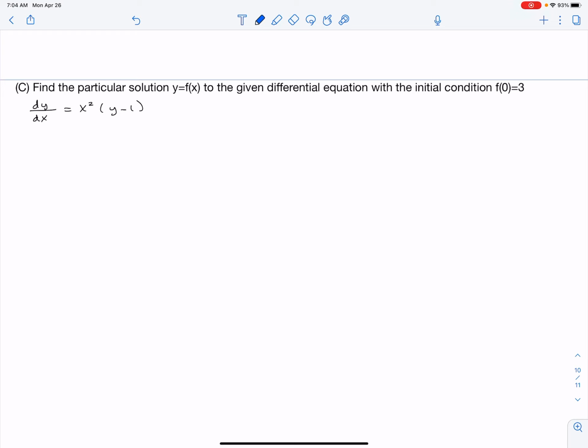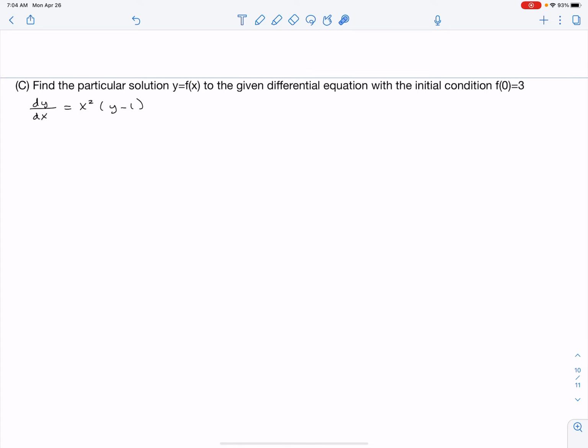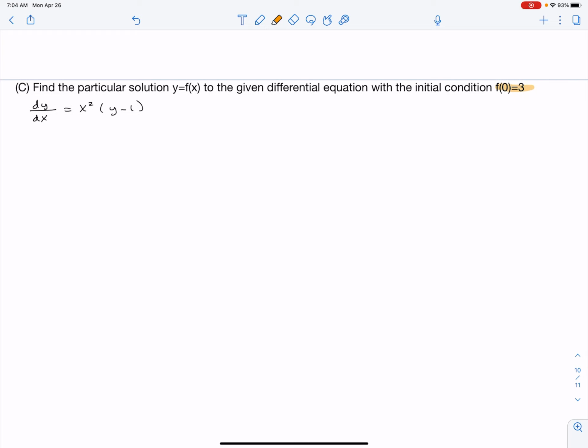This is a separation of variables question, right? They're saying find the particular solution, y equals f of x, for this differential equation given this initial condition. So this is simply separation of variables. Do notice though, they say y equals f of x, so they want this solved for y. So let's go and do it. Reminder on separation of variables: I'm going to separate my y's from my x's, and then I'm going to integrate both sides.